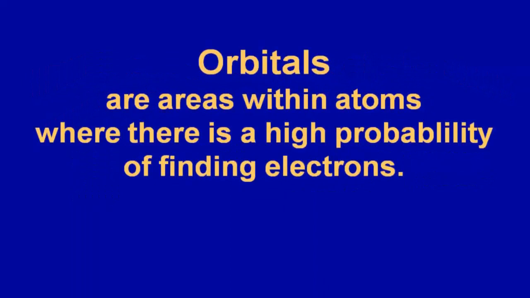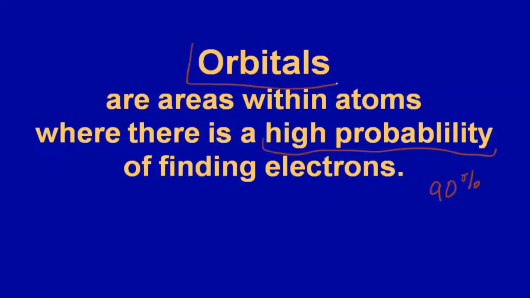Orbitals are areas within atoms where there is a high probability of finding electrons. And it is high probability that is the operative idea here. We don't know where they're going to be all of the time, but we know where they're going to be 90% of the time. That's what's meant when we say the probability. These orbitals are probability clouds.